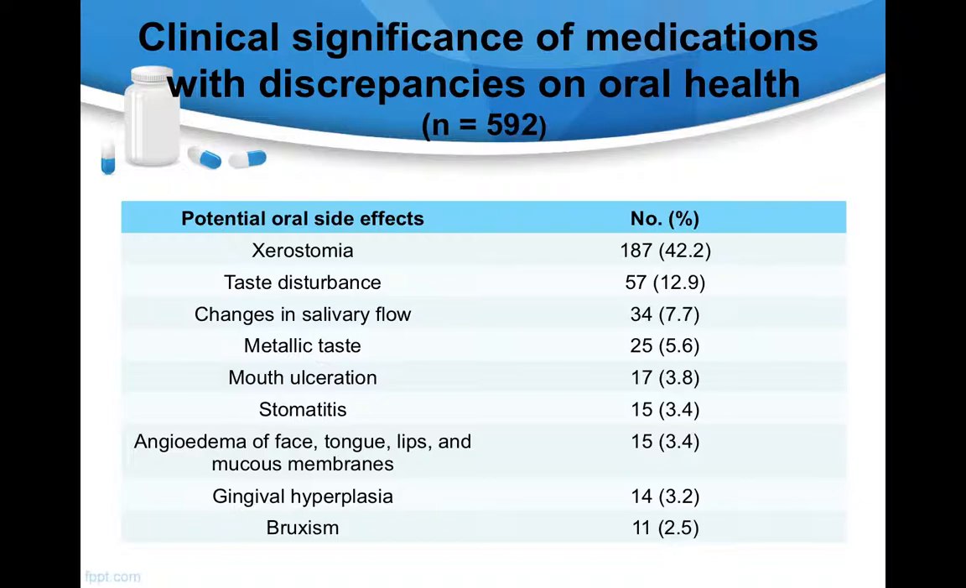When we look more closely at the potential effects of the medication discrepancies, we can see that xerostomia was the most common potential problem, and this is consistent with a previous study that has demonstrated that xerostomia was the most common adverse effect of medication impacting oral health. The other potential adverse effects are listed here as well.